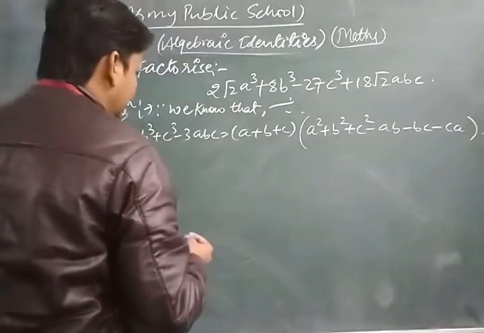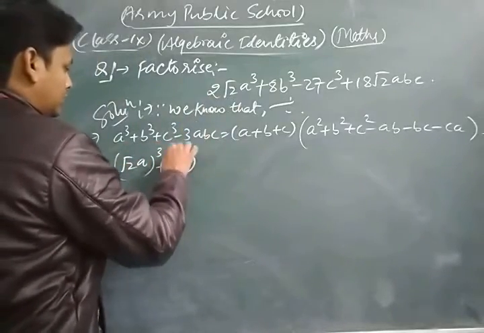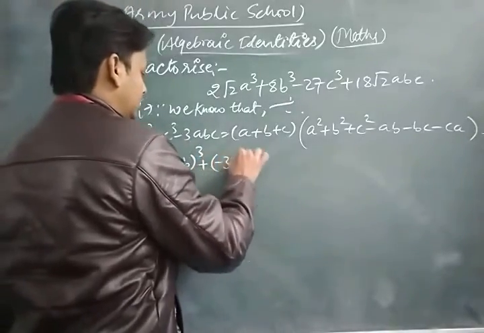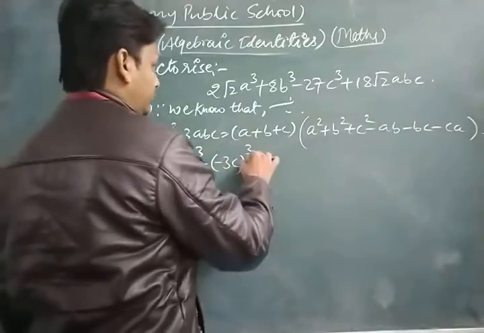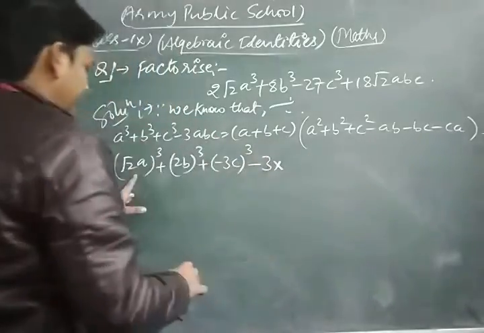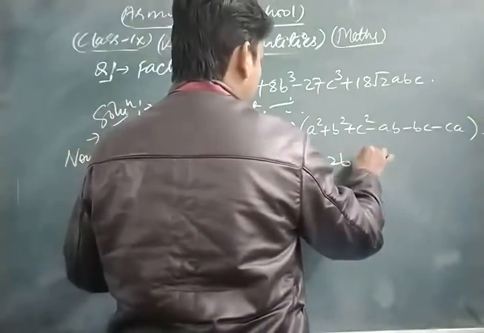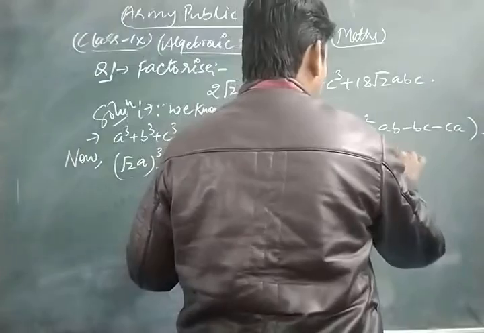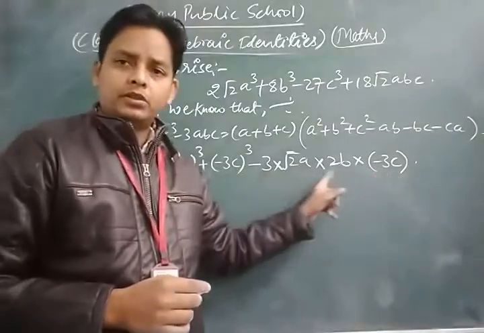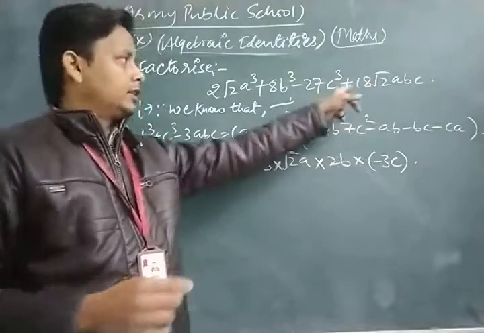First of all we can write 2 under root 2 a cube as (under root 2 a) cube, 8b cube as (2b) cube, and minus 27c cube as (minus 3c) cube, minus 3abc. 3a we can write as under root 2 a, b as 2b, and c as minus 3c. So if we multiply these terms, 3 times 3 is 9, times 2 is 18 under root 2 abc, and minus minus is plus.